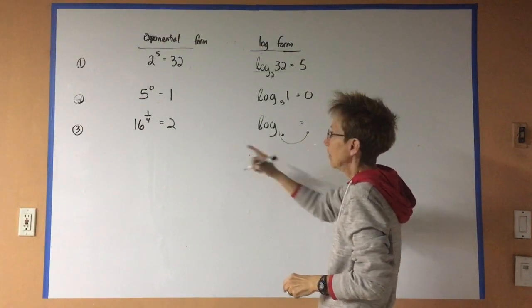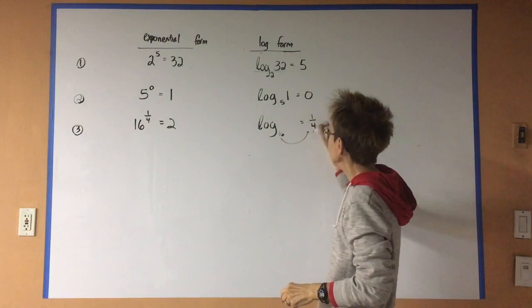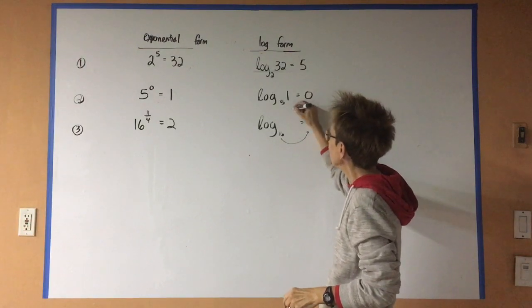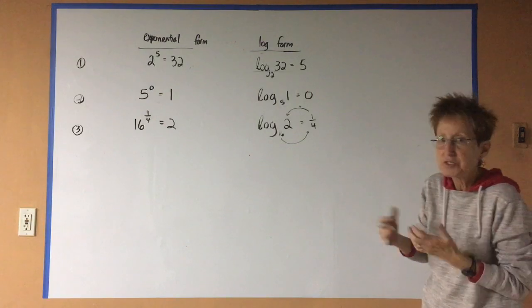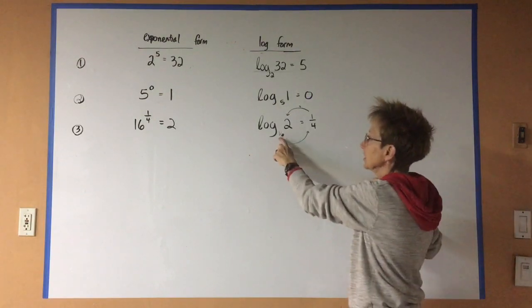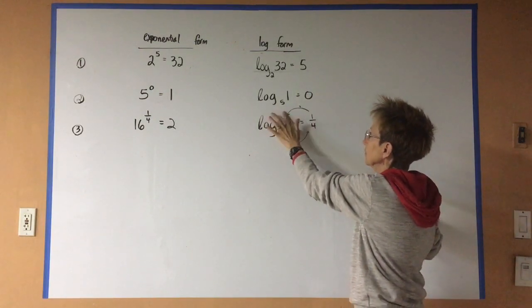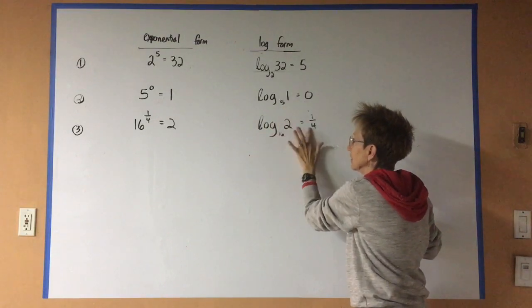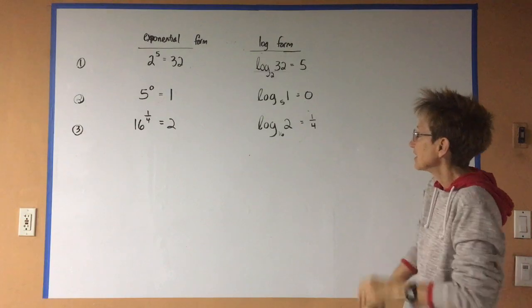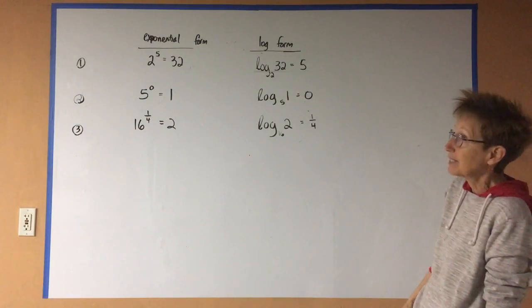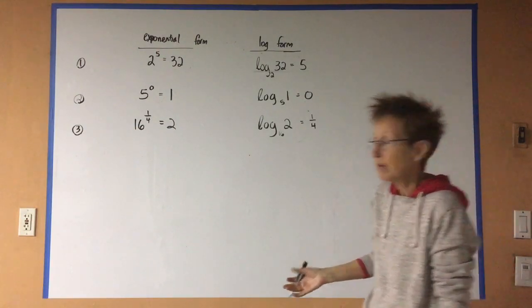This 16 is to what power? 1/4. So the 1/4 comes over here, and it's equal to what? 2. So the 2 is the argument. So you can always do that even when you're filling things in. So 16 to the 1/4 power equals 2, and then I just get rid of the little mnemonic device I used, or the picture I used, and there it is. Log base 16 of 2 is equal to 1/4.